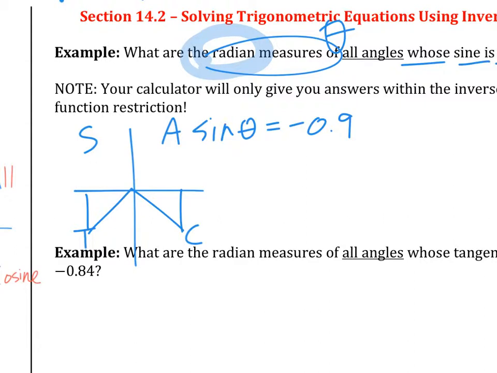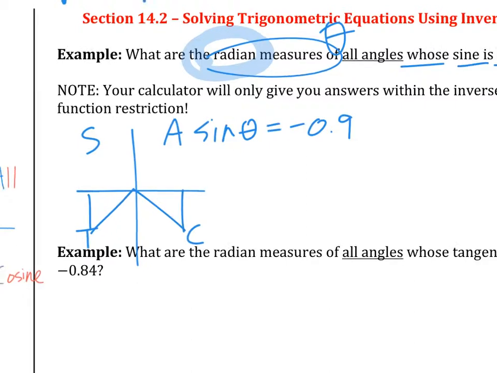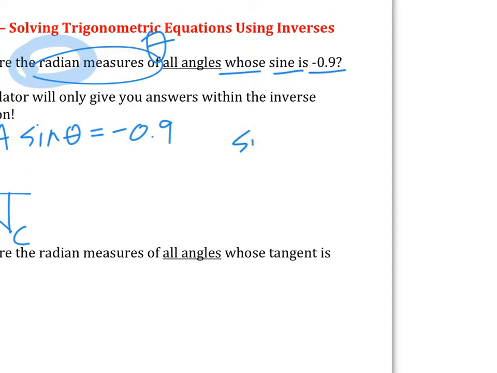Okay, now how do you actually figure out the angle? We didn't really talk about this this year. Next year, you're going to do this a lot, which is called the inverse function. Inverse function means we need to get rid of sine. Let me write this again so it's more clear. So sine theta is equal to negative 0.9. What we're going to do is try to solve for the angle here.